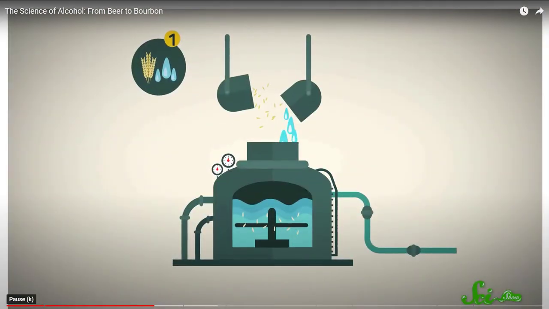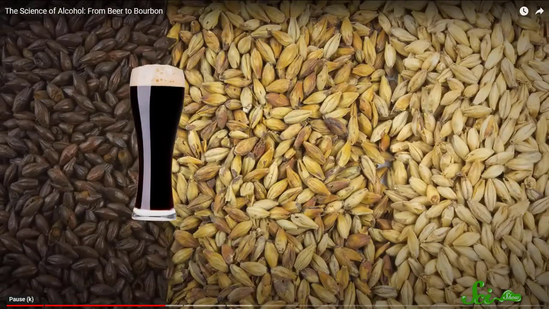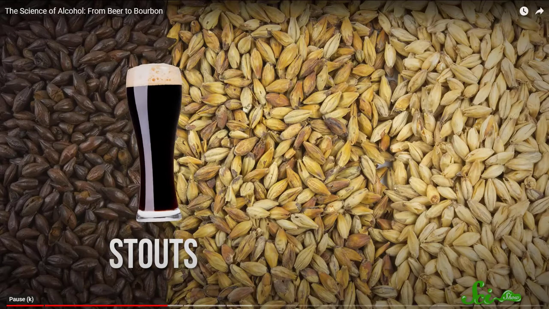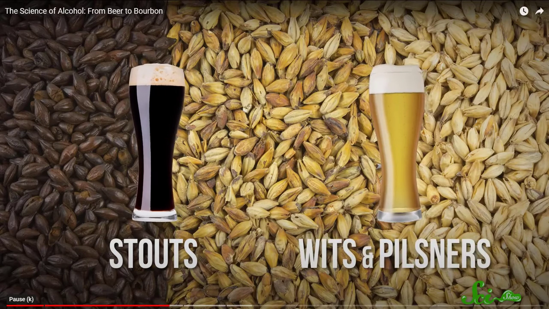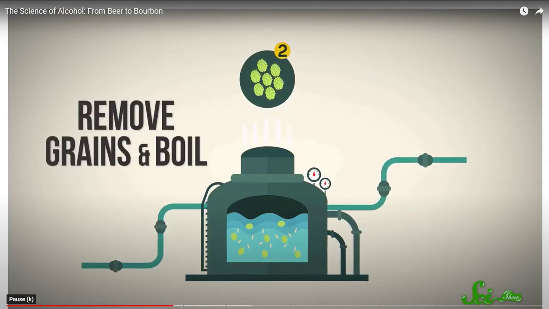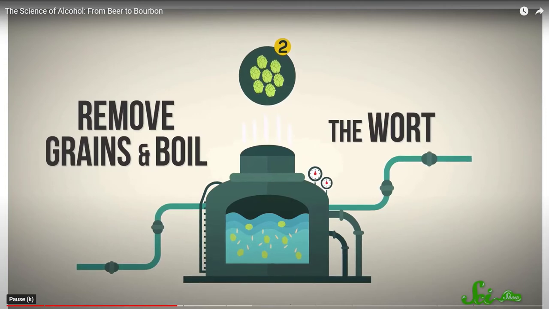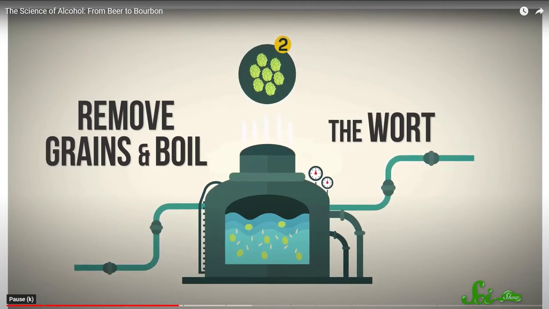The first step in making beer involves cooking grains in water, which produces a mix called the mash. The heat activates enzymes within the grains and begins to break the starches down into simple sugars. Different grains are used for different kinds of beer. Dark roasted grains are used for darker, heavier beers like stouts, while light grains are used for light beers like wits and pilsners. Once they've all been cooked down, the grains are removed from the pot and the remaining liquid is boiled. At this point, the liquid is called the wort, and it's during this step that the primary flavoring element of the beer is added: hops.